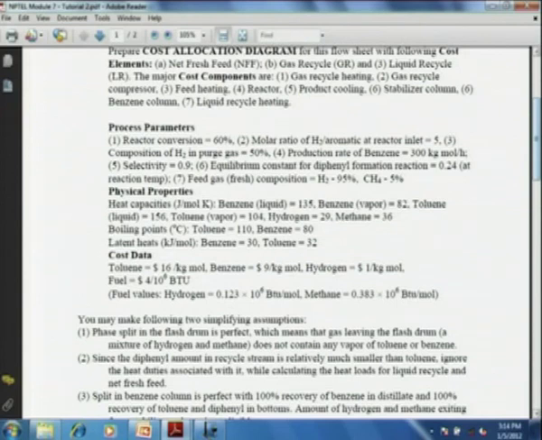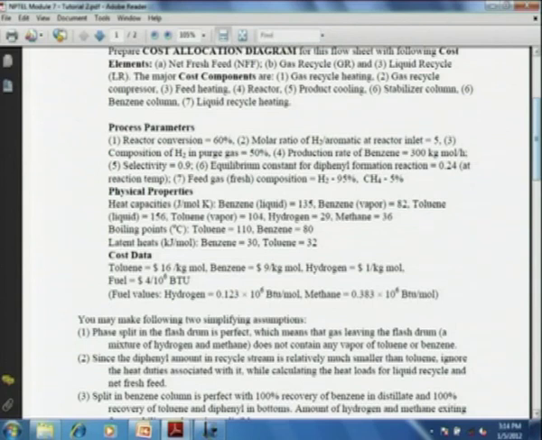of course, liquid to vapor state, the latent heat. Benzene is 30 kilojoule per mole and toluene is 32 kilojoule per mole, the heat required for phase transformation from liquid to vapor, that is latent heat. Then the cost data. Toluene cost has been given as $16 per kg mole, benzene $9 per kg mole, hydrogen $1 per kg mole. Fuel cost is $4 per million BTU.